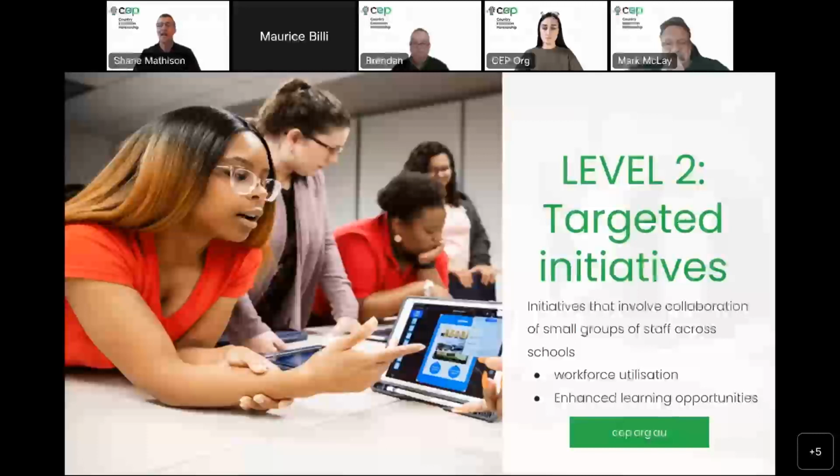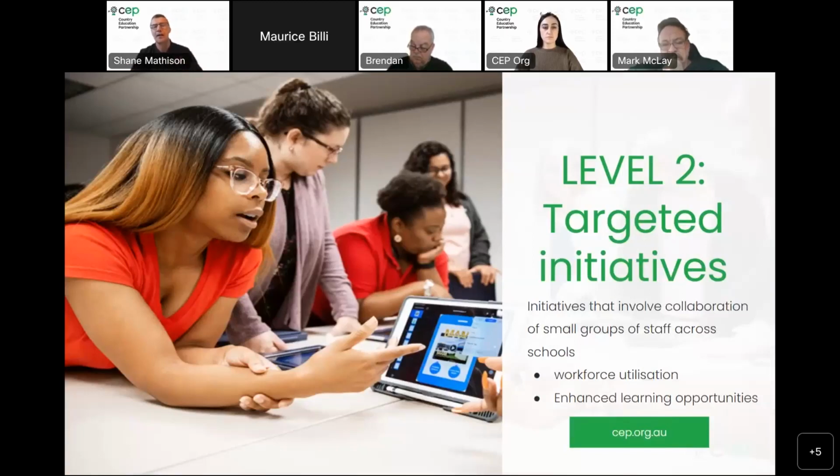Another area is targeted initiatives, and that's where we start to look at small groups of staff coming together for specific tasks. It might be around your workforce, so it might be something like your Prep 1-2 teachers coming together to collaborate on some curriculum development or do some moderation or those type of things.